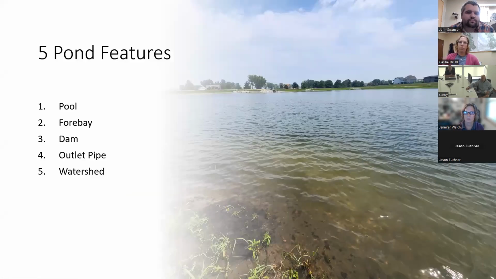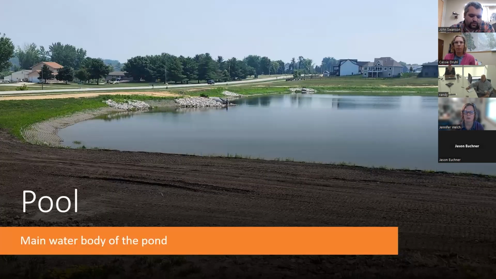So I want to talk about the 5 features of ponds to make sure that we're all in the same place on that. So we're going to go over what is a pool, what is a forebay, what is a dam, what's the outlet pipe, and a little bit about the watershed. So when we're talking about the pond, the pool is the main water body of the pond, kind of what you would think of as a pond.